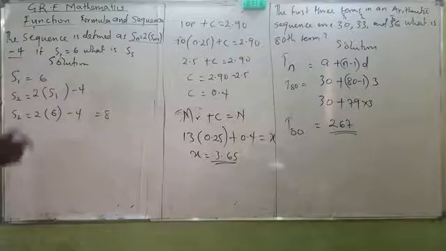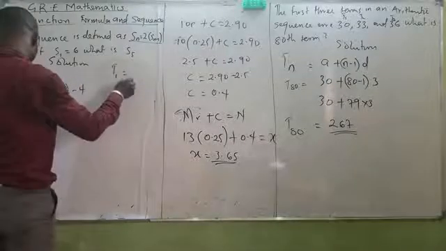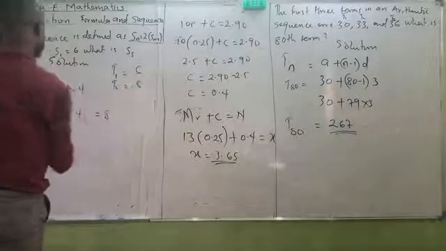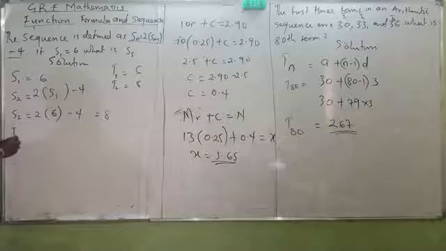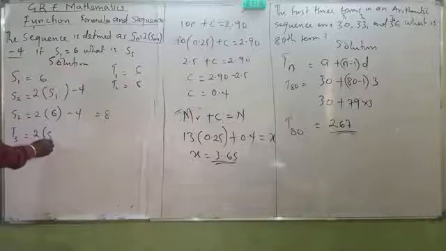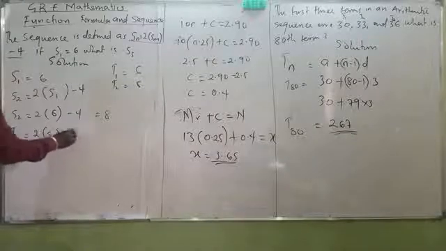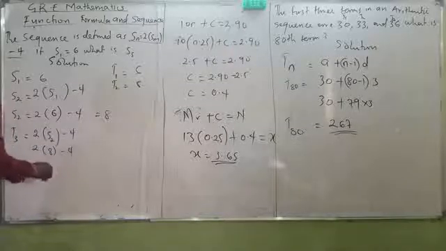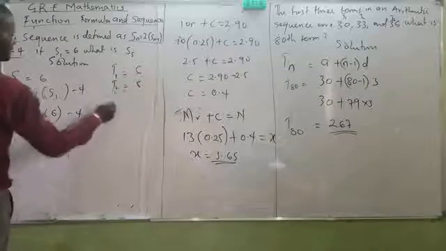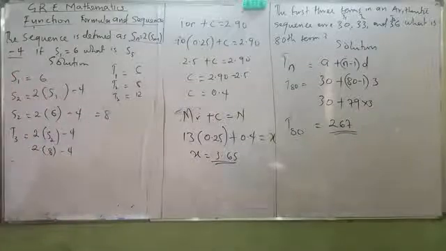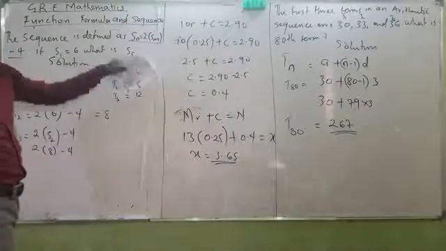It means my first term T1 equals 6, T2 equals 8. Now, if I want to move on, my T3 equals 2 bracket of S2 minus 4. What is my S2? Bracket of 8 minus 4, which is 16, minus 4, which is going to be 12. It means my T3 equals 12. Now, I can stop here if I want to do it very well.